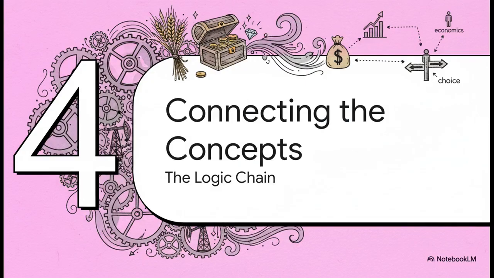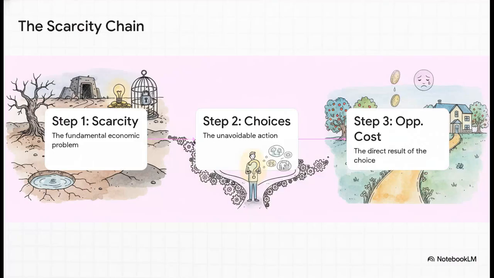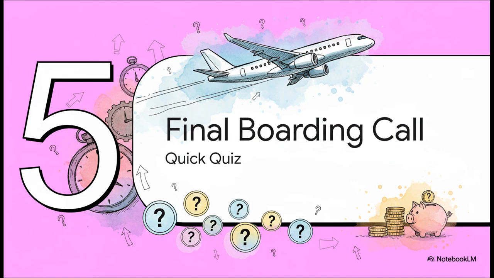That's incredibly clear. So where does scarcity fit in the bigger picture? How does it connect to other key business concepts we need to know? You can think of it as a really simple, logical chain. So step 1 is scarcity. That's the root problem, limited resources. And then step 2, because of scarcity, we are all forced to make choices, which leads us to step 3. Every single one of those choices creates an opportunity cost, the alternative we had to give up. So remember this, scarcity leads to choices which always result in an opportunity cost. They are completely inseparable.